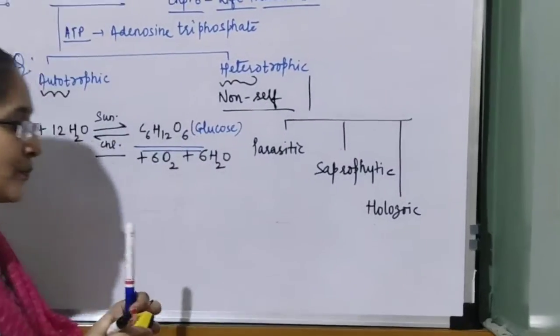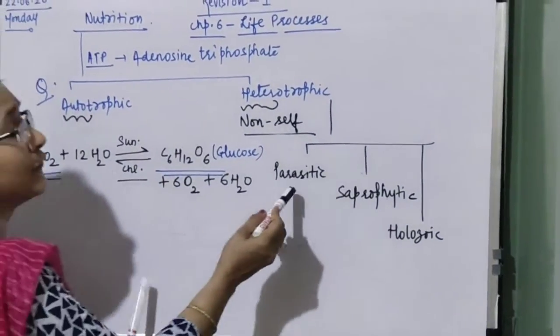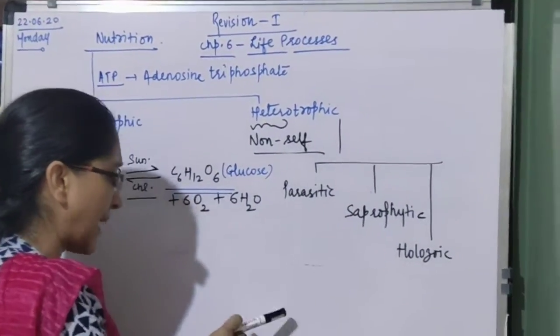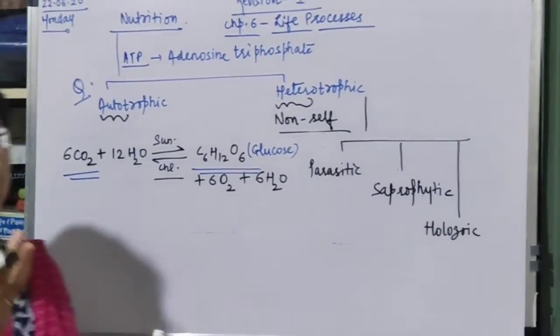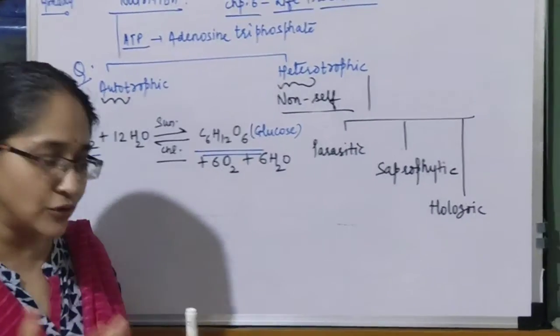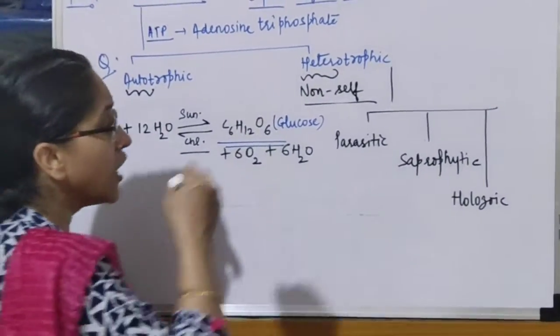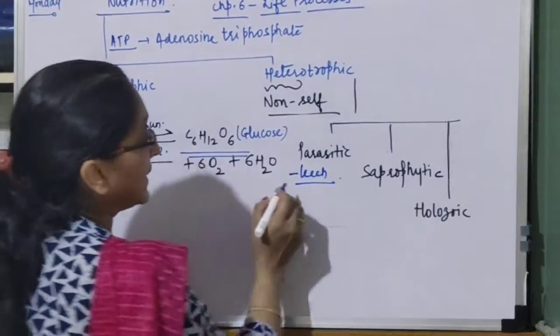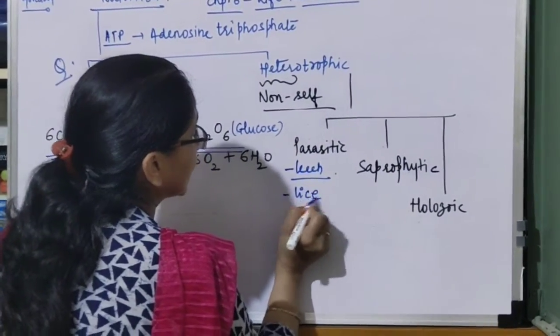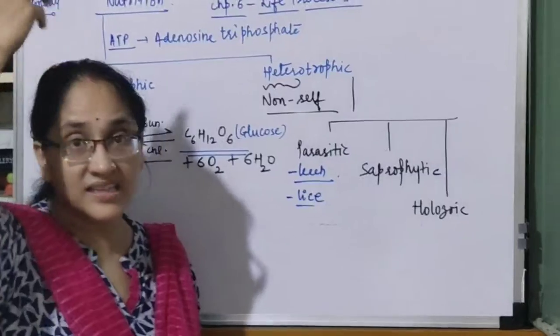So when we talk about parasitic, in this kind of mode of nutrition, basically the organisms are dependent on the host. They will utilize the nutrient from the host. For example, like leech. It can be like lice. So lice is present in our hairs and it sucks our blood.